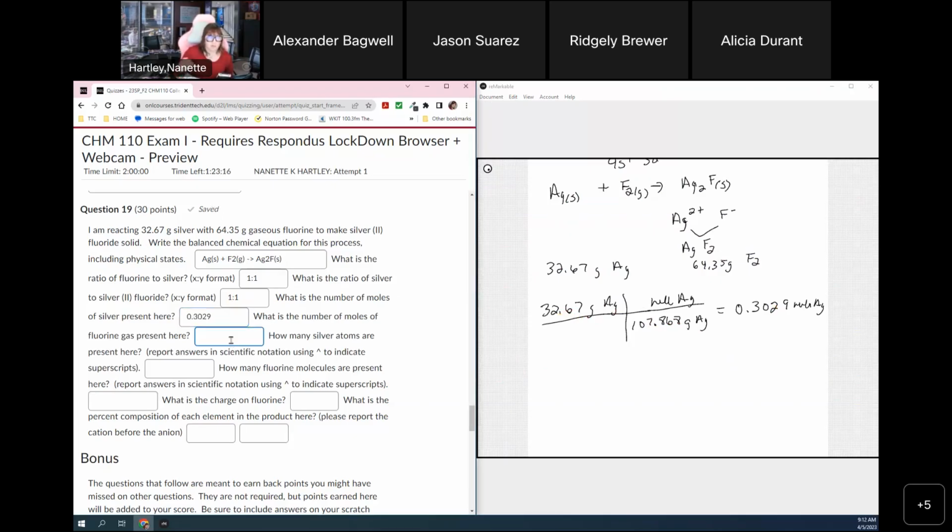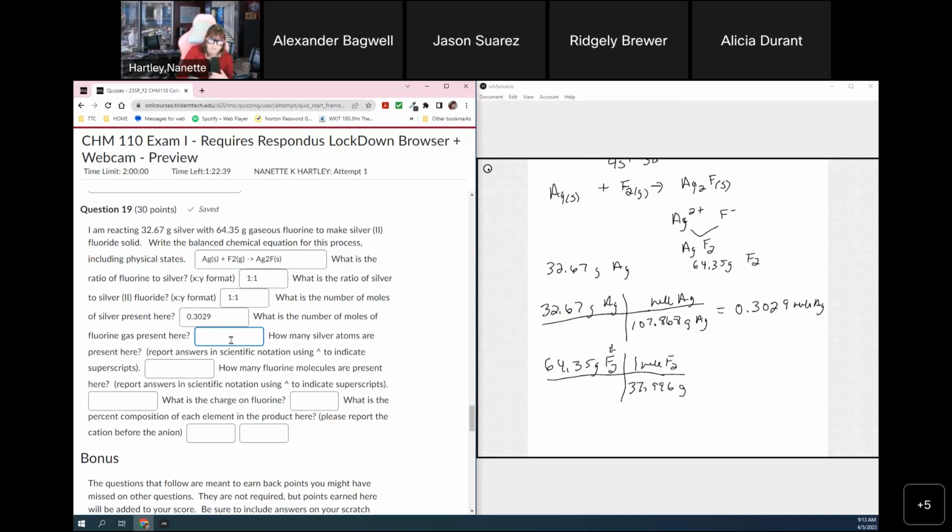I need to look at the number of moles of fluorine gas. I take my mass of fluorine, 64.35 grams, and that's fluorine, which is F2. And 1 mole of F2 is not 18.998, which I believe was on the test. It's twice that. So the mass I'm looking for here is 37.996 grams per mole, and this formula determines what that mass is.